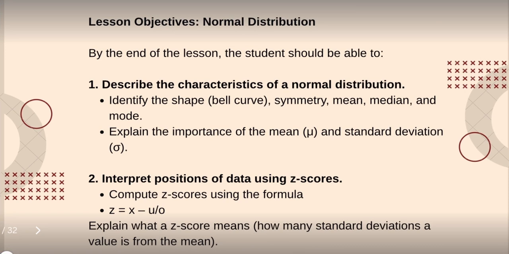Second, interpret positions of data using z-scores, compute z-scores using the formula z is equal to x minus mean over standard deviation. Explain what a z-score means and how many standard deviations a value is from the mean.